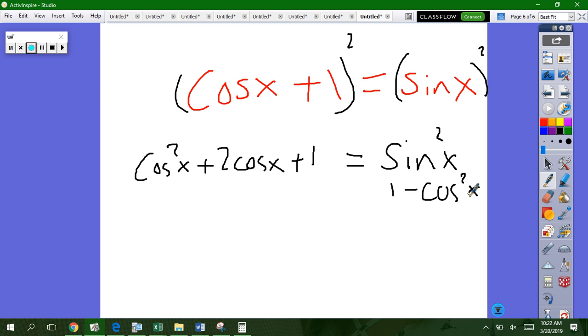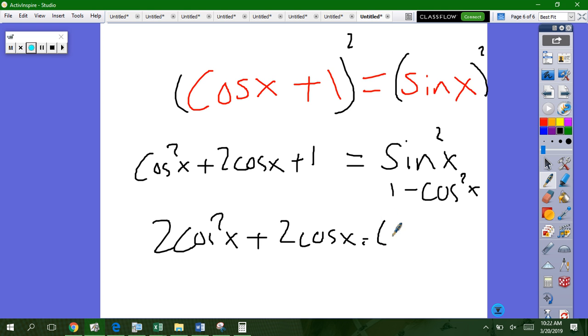Is everybody there with me? Yes, no, maybe so? Okay, and then I'm going to get everything over to one side. So when I subtract the one that's gone, but when I add that over, I get 2 cosine squared of x plus 2 cosine of x equaling 0. Sid the squid, what am I doing? Factoring, huh?